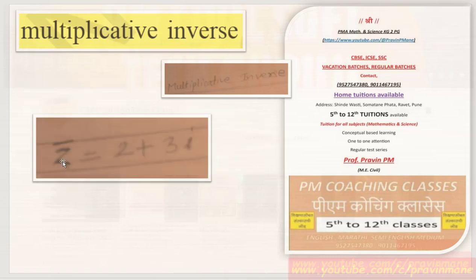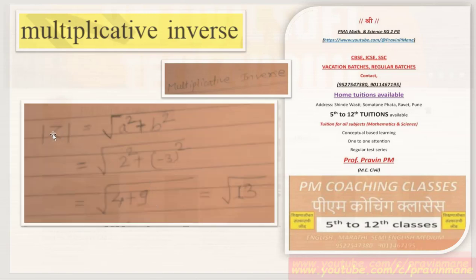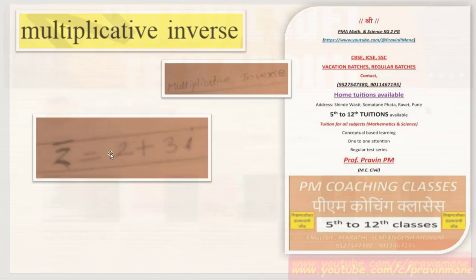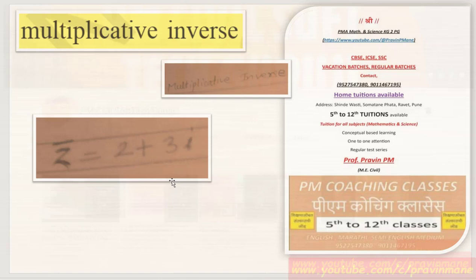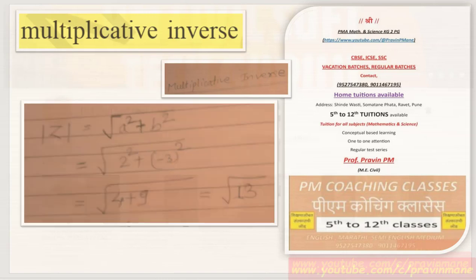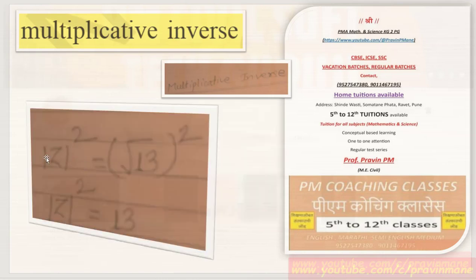Now suppose z is equal to 2 plus 3i, for example. Then modulus of z is equal to square root of a square plus b square, which is the square root of 2 square plus 3 square, which is 4 plus 9, root 13. So modulus of z square is equal to the square root of 13 squared, which is 13.